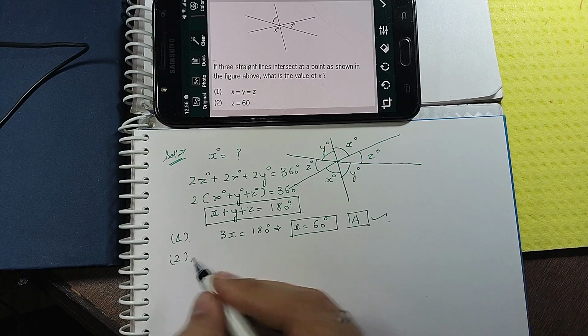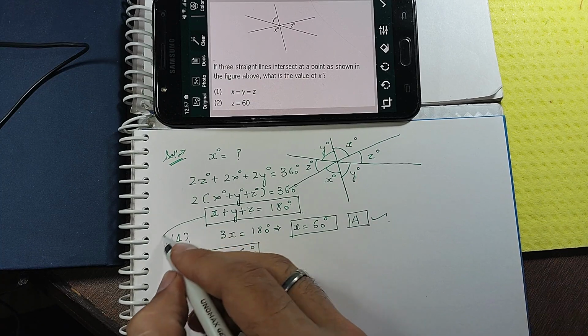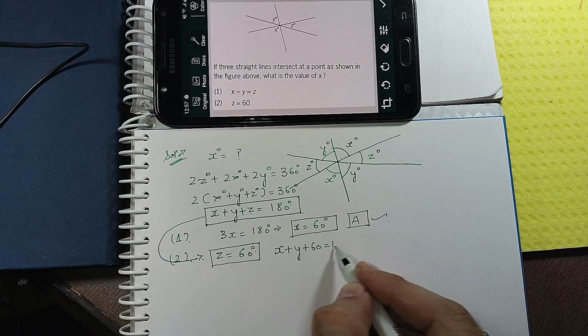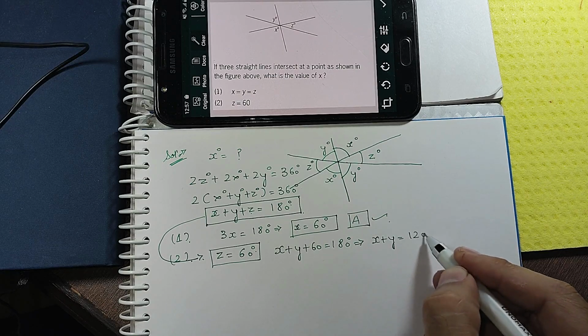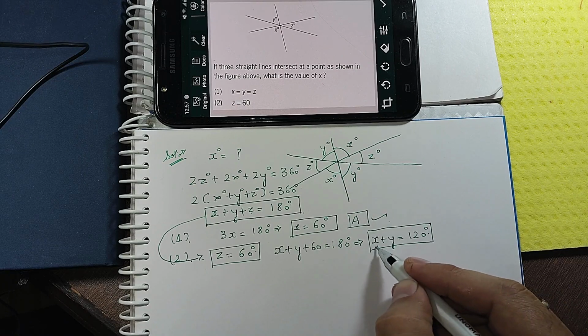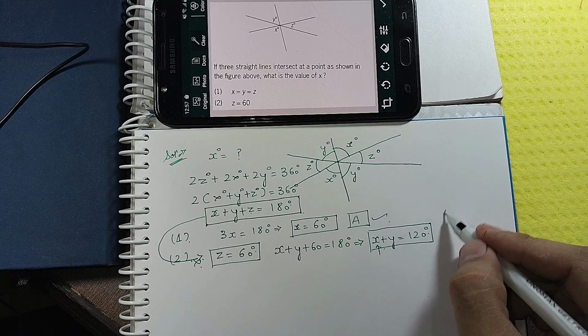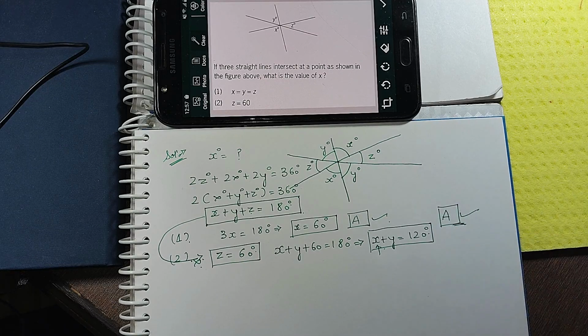Now moving to statement 2. Statement 2 gives us that z is equal to 60 degrees, right? Now with the help of this, I can write that x plus y plus 60 is equal to 180 degrees, which further implies that x plus y should be equal to 120 degrees. But we can't further find the value of x, so I can say that statement 2 is not sufficient to answer the question. For this we will say that statement 1 alone is sufficient to answer this question.